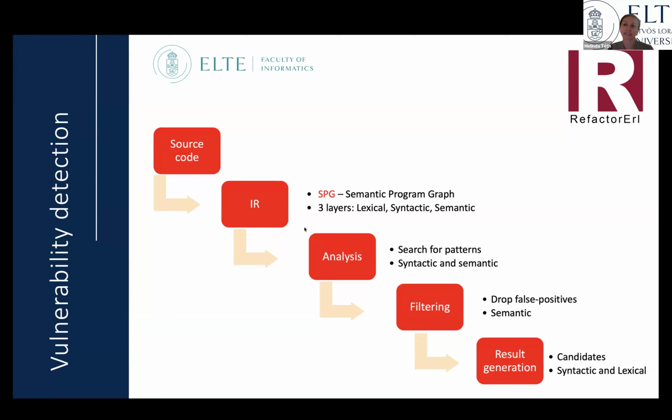But you have to know that this is a static analysis, so we are conservative in the sense that if we cannot decide whether a candidate is vulnerable or not, then we keep it in the candidate list. And at the end, we generate a report or a list of potential vulnerabilities based on the syntactic and lexical layer of the semantic program graph.